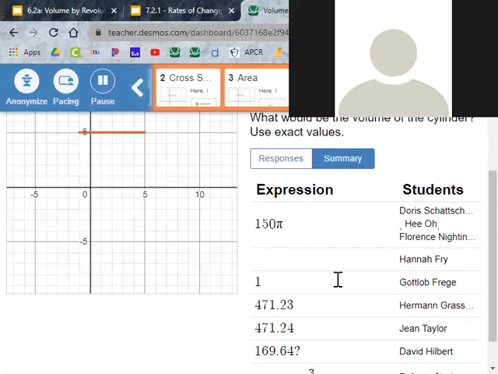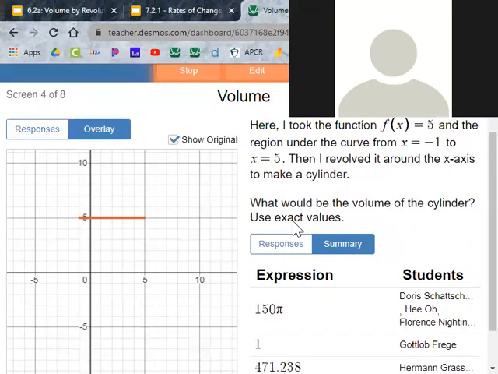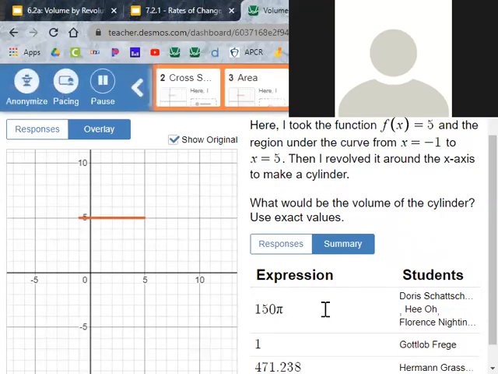All right. So now that we've done that, we went through a pretty simple function. Again, our function was just f of x equals 5. What if we took a different region? Because technically what we're doing is you see this rectangle right here. We took this rectangle and we rotated it around the x-axis to make a cylinder. Well, what if the region we're rotating isn't a rectangle?